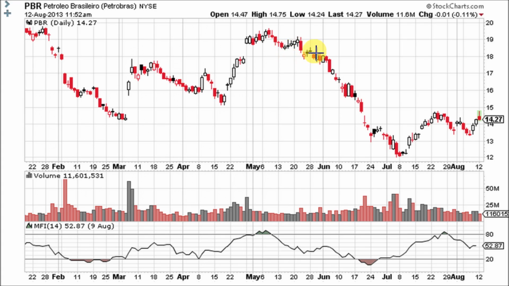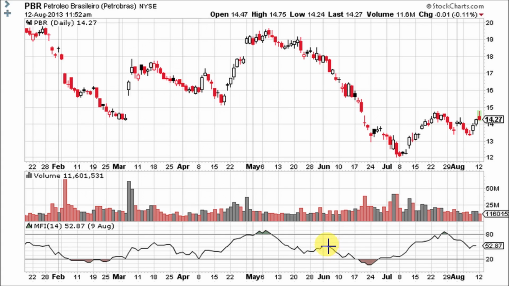Then it tries a little rally, but it meets this old level of support and makes it resistance. And when it breaks below this area of support, it falls hard. MFI breaks down through the 50 line and becomes bearish.